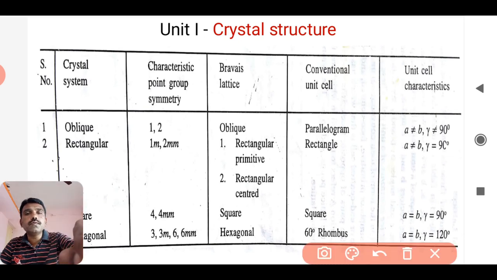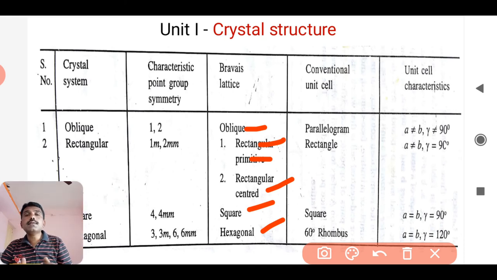And in this case, if you look, these are the 4 crystal systems. With these 5 Bravais lattices, 4 crystal systems are made in the two-dimensional case. Now which are the Bravais lattices in two dimensions? We have seen oblique, rectangular primitive, rectangular centered, square, and hexagonal. These are the 1, 2, 3, 4, 5 Bravais lattices possible in the two-dimensional case.